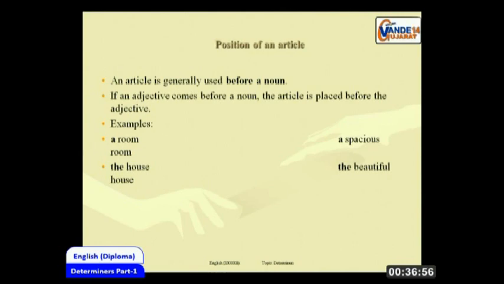Next example, house is a noun. We have put the article the before the noun. The beautiful house. What kind of house or what type of house? Beautiful house. House is a noun. Beautiful is an adjective. The beautiful, the comes before the adjective, which is beautiful. So I'm sure you can now understand where we should put the article, or what should be the position of an article.